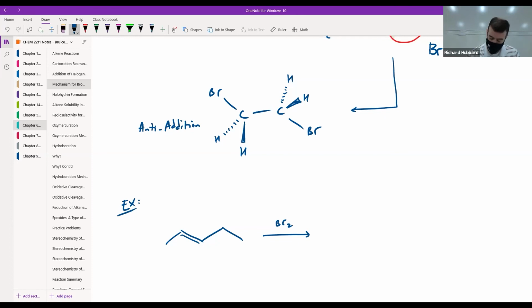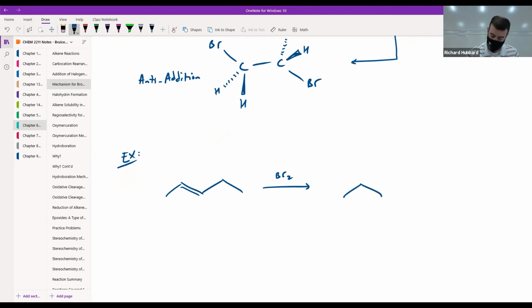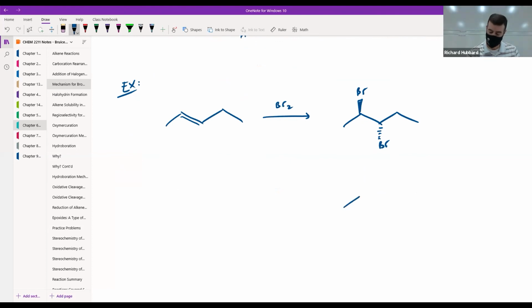So in this case, how many products do I get? There's one. And here's our other one. And that would come from forming the bromonium on the top side, and the other possibility, which is equally as likely, forming the bromonium ion on the bottom side. So those are the two possibilities.